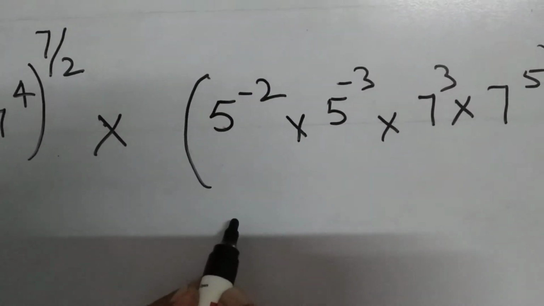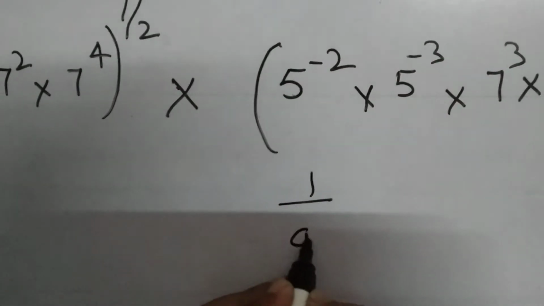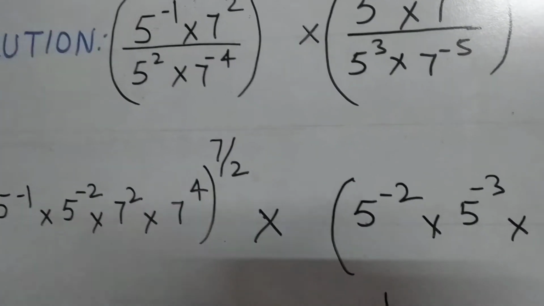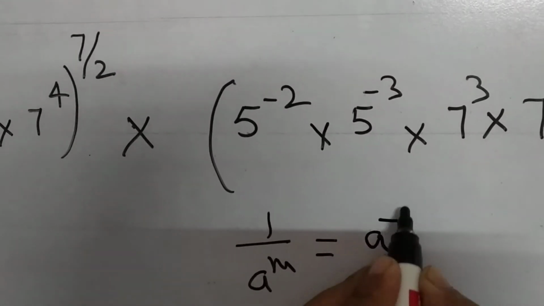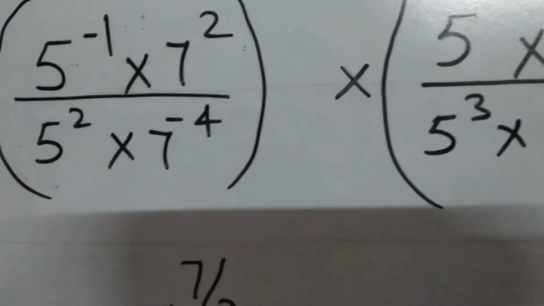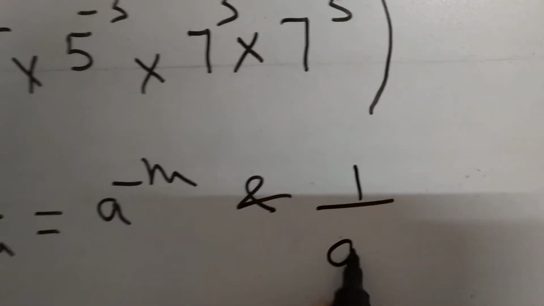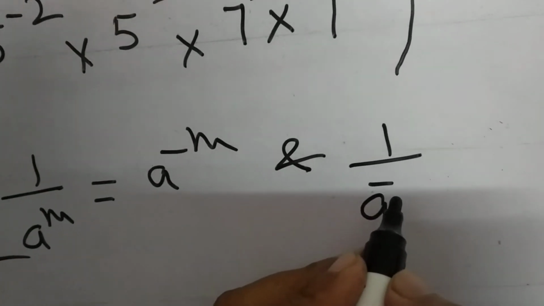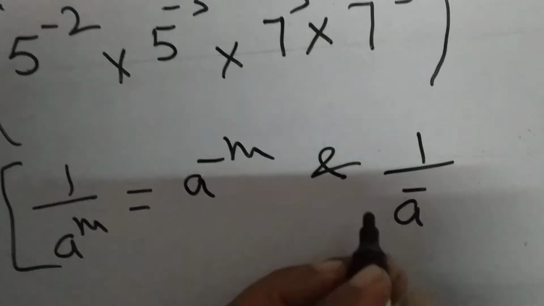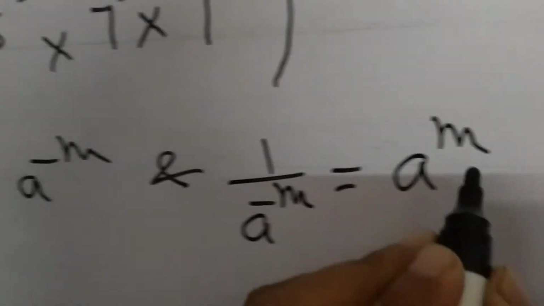Using law of integral exponents, 1 upon a raised to power m is equal to a raised to power minus m, and 1 upon a raised to power minus m is equal to a raised to power m.